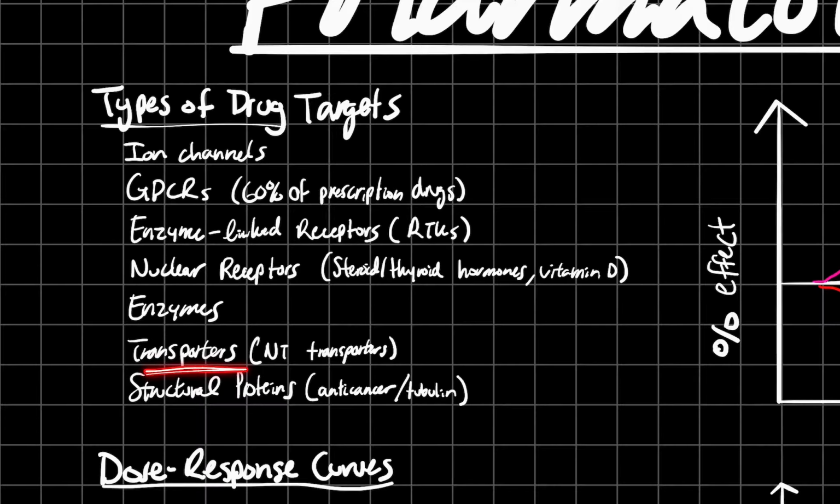We have transporters. These are usually neurotransmitter transporters. So serotonin, acetylcholine, stuff like that. And then you have structural proteins, and these are going to be anti-cancer. So, for example, tubulin. You can have certain drugs that are going to be toxins for tubulin, allowing for either the locking of tubulin or being unable to depolymerize.